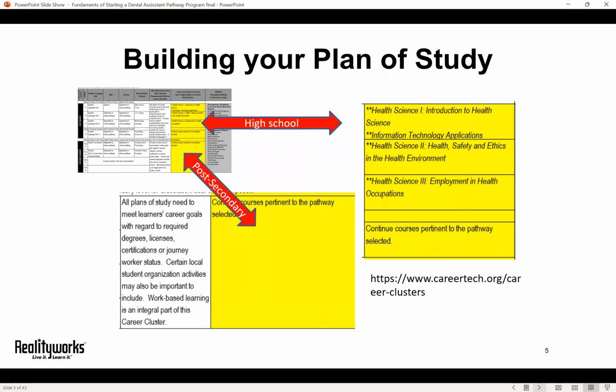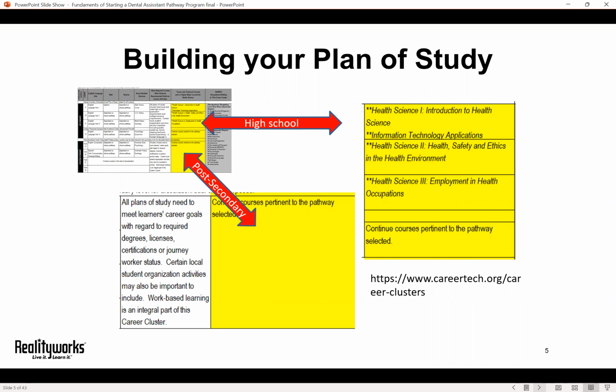Now, as you begin to look at what you need for this area, one really helpful website that we've found to go to is www.careertech.org/career-clusters. If you go to that link, you're going to find a plan of study worksheet, and that worksheet is editable. So here's a sample plan of study for health science. It's that therapeutic services pathway, but this could be used as a planning tool to help lay out the sequence of courses that you're going to need in your plan of study. And we are going to share some resources today that can help you build out your plan of study.